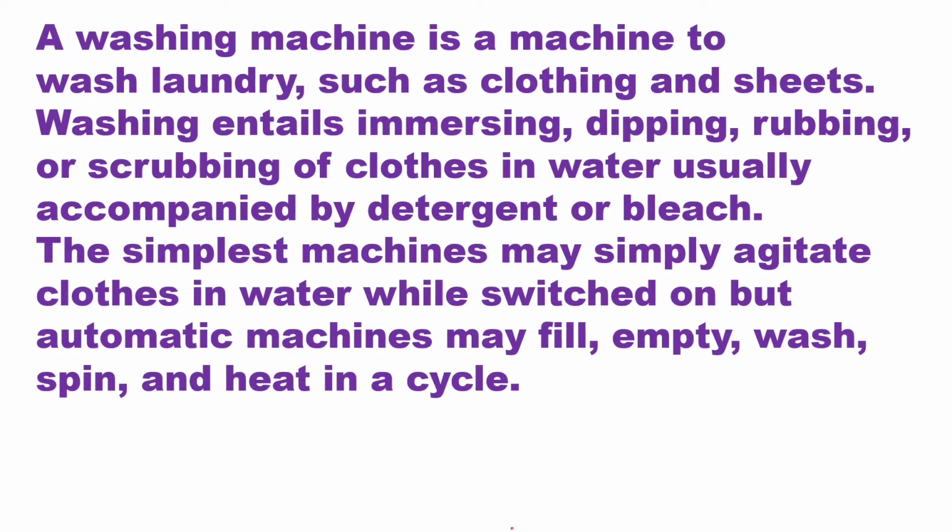In other words, a washing machine is a machine to wash laundry, such as clothing and sheets. Washing entails immersing, dipping, rubbing, and scrubbing of clothes in water, usually accompanied by soap or detergent or bleach. The simplest machines may simply agitate clothes in water while switched on, but automatic machines may fill, empty, wash, spin, and heat in a cycle. All these operations can be done in automatic machines. So you can have simple washing machines, semi-automatic washing machines, and automatic washing machines also.